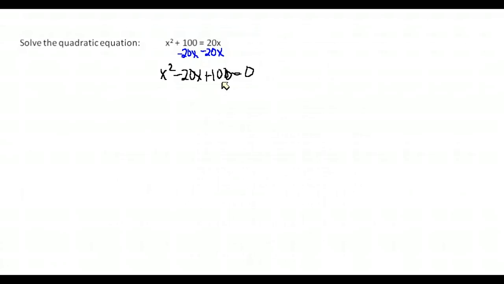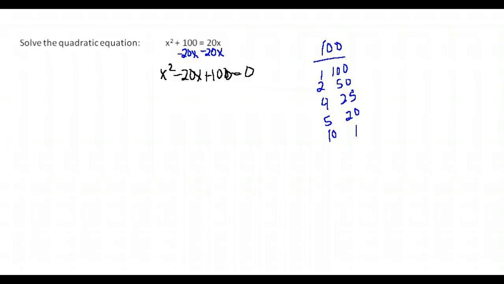So my job here is to look at that number on the end, 100. I need factors of 100 that add to equal the middle term, negative 20. So are there factors or numbers that multiply to equal 100 but add to equal negative 20? You would just go through the factors. Again, this should be review, but everybody can always use a review. The factors of 100: 1 times 100, 2 times 50, 4 times 25, 5 times 20, 10 times 10. Okay, so there are some of the factors.